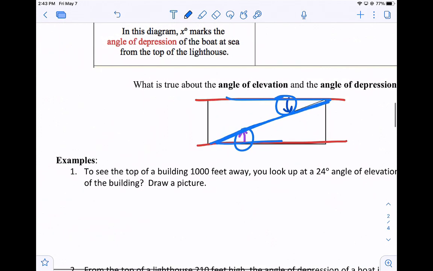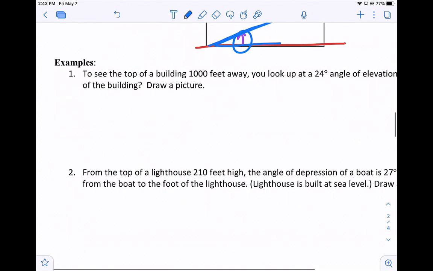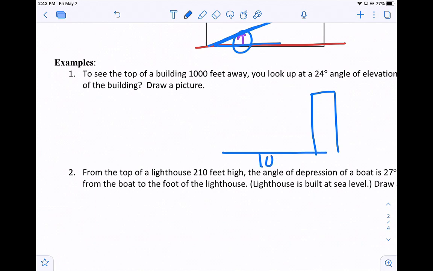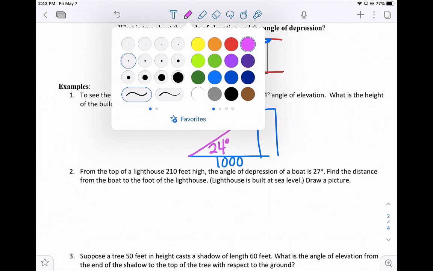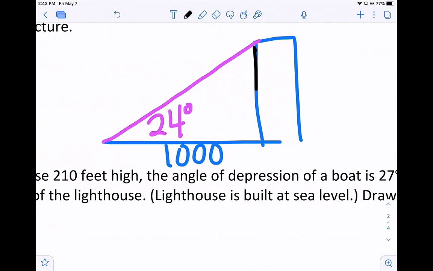So let's take a look at how you will see this in the problems that you have. So here's the first example. We'll do 4 of these. All right, so first example, to see the top of a building 1,000 feet away. Okay, so here's this building. It's 1,000 feet away. You look up at a 24-degree angle. So we're looking up to the top of the building. Again, the angle of elevation is from the horizontal line up, so there's the 24 degrees. What is the height of the building? We'll call that X right here.